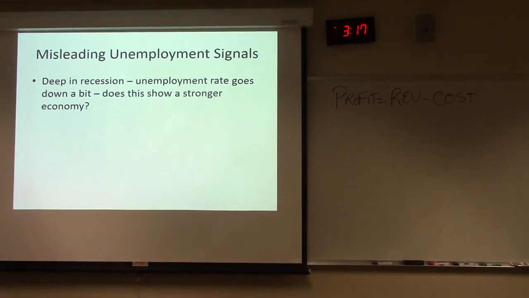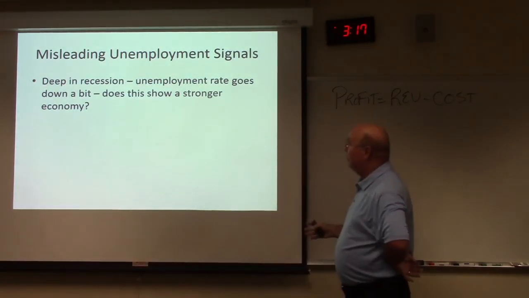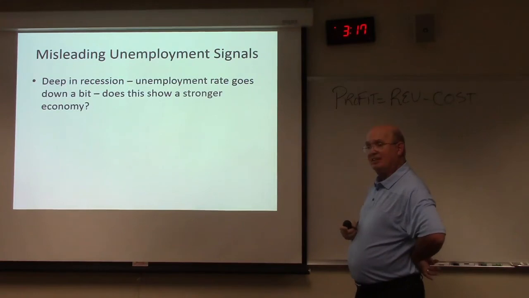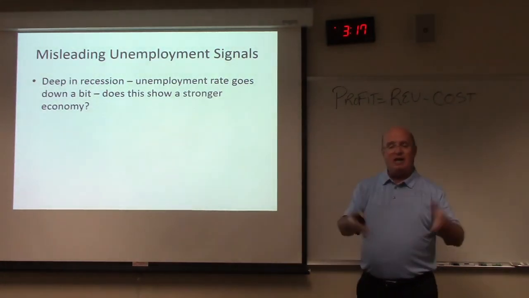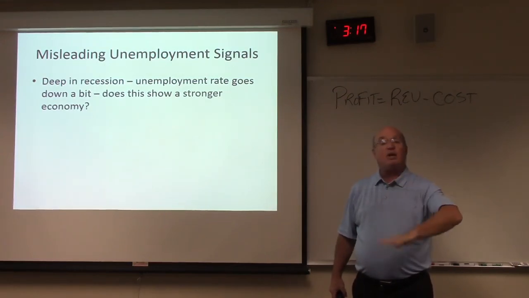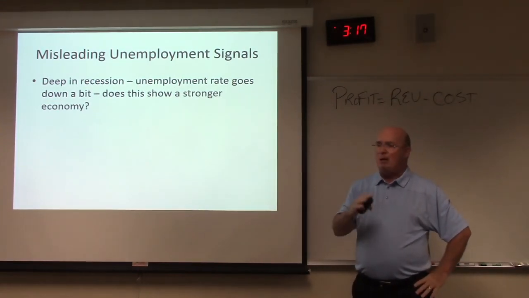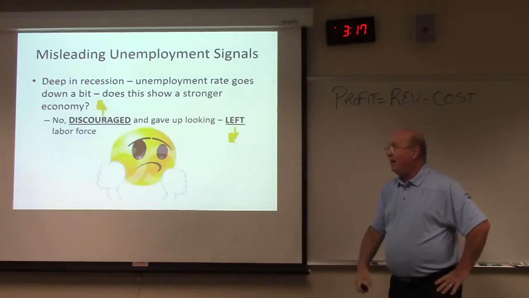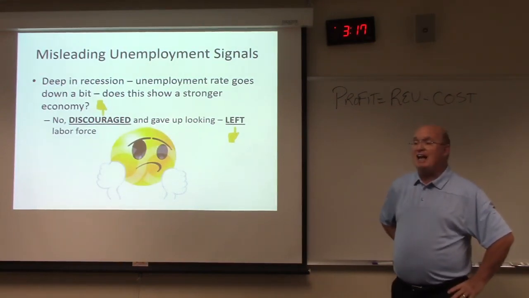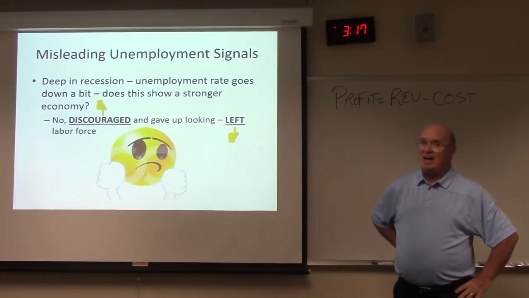Now we can have some misleading signals. We're deep in a recession, and all of a sudden the unemployment number goes down. Say, oh, unemployment is going down. Right? Instead of 12.8, it's now 12.3. We're coming back. Does it show a stronger economy? It might, or it might show that a lot of workers decided to stop looking for work. So they're no longer part of that formula, which means it looks better than it actually is.